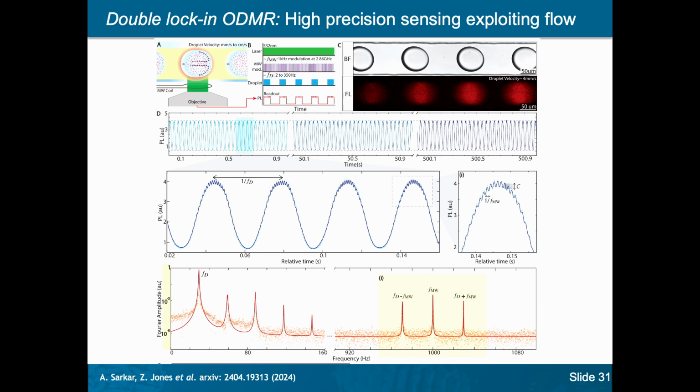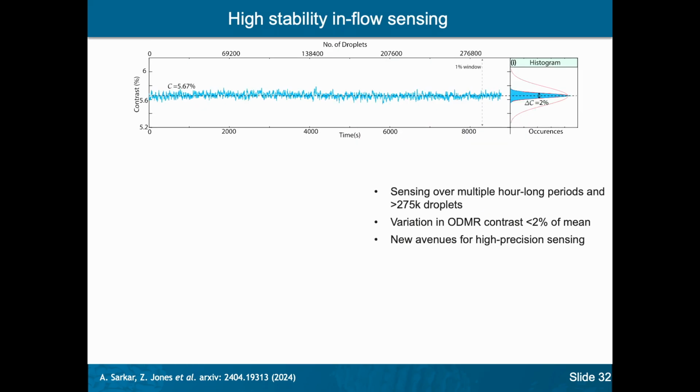So it turns out that because of this double modulation, you can essentially separate the nanodiamond signal from any other source of background. Dominant sources of background are autofluorescence, room light, a little bit of background. So all of that gets suppressed, and you can only pick out the nanodiamond signal within the droplet. And this is the idea that you can get very high precision with.